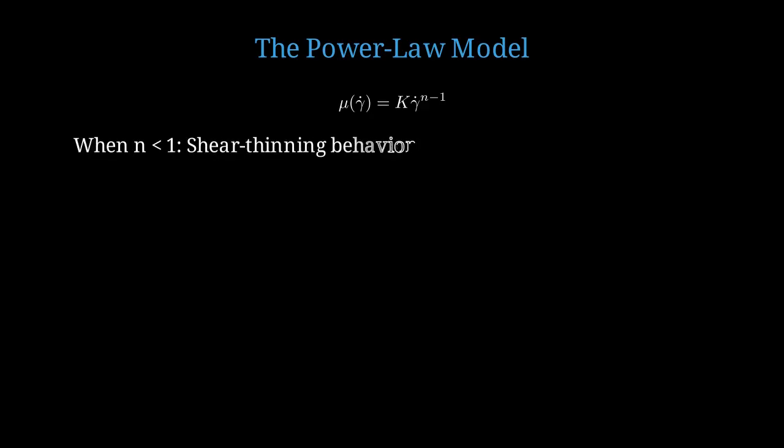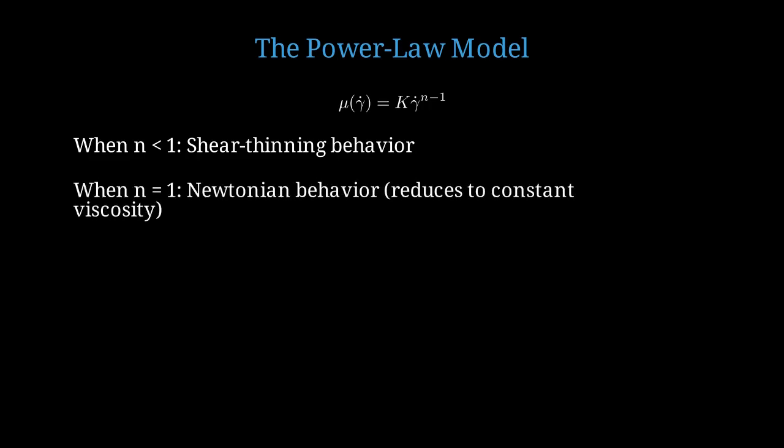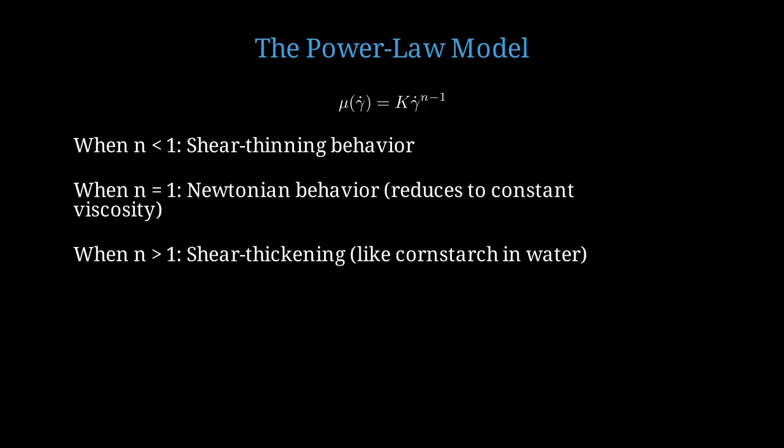Now let's get quantitative. The most common way to describe shear thinning is the power law model. The apparent viscosity is mu of gamma dot equals K times gamma dot to the power of n minus 1. Here, K is the consistency index and n is the flow behavior index. When n is less than 1, we have shear thinning. The smaller n is, the more pronounced the effect. When n equals 1, this reduces to Newtonian behavior with mu equals K. When n is greater than 1, we get shear thickening or dilatant behavior, like cornstarch suspensions.